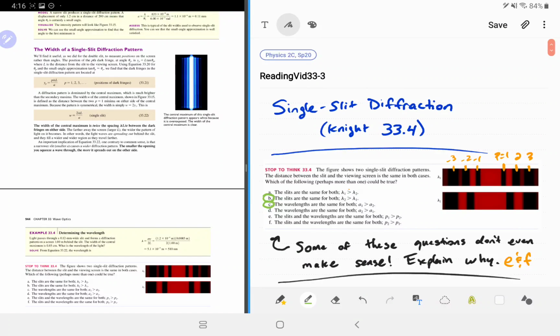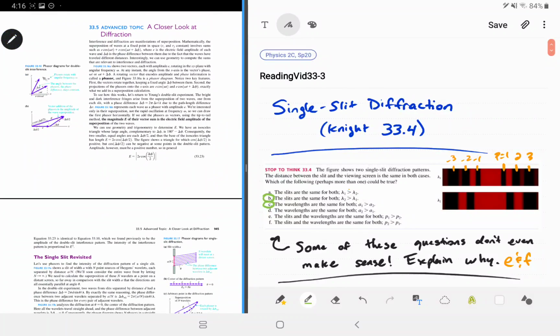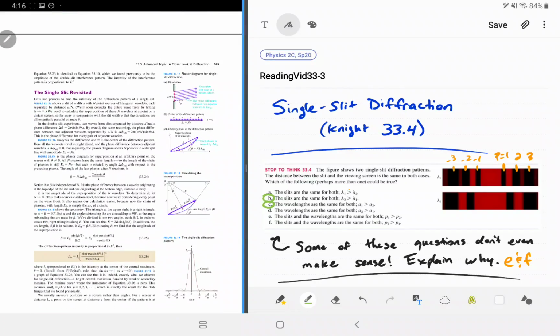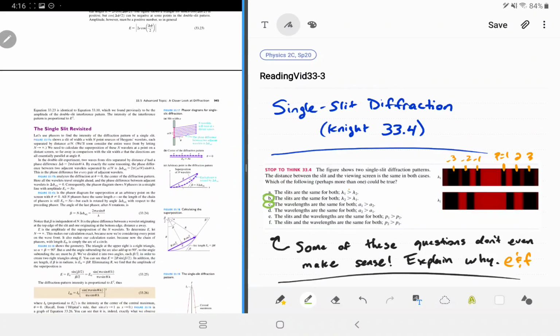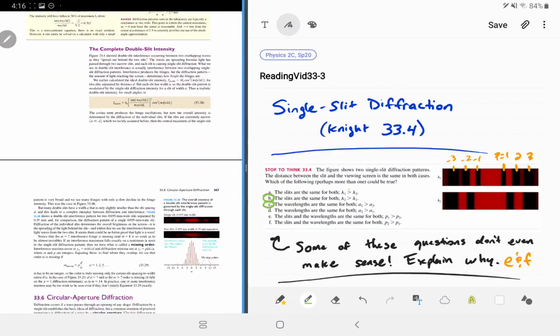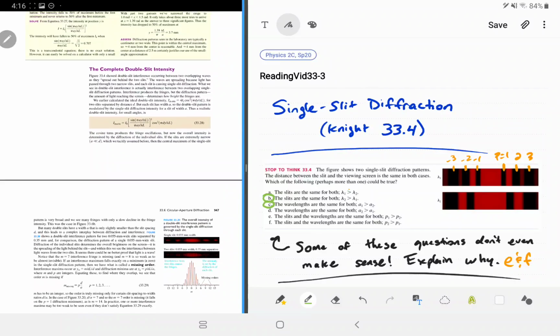Okay, so one more video in this chapter. In the next one, we're going to combine the effects of interference and diffraction, and also talk about the intensity a little bit. Not quite as much detail as the book, but I want to give you a flavor of what's going on in this section.